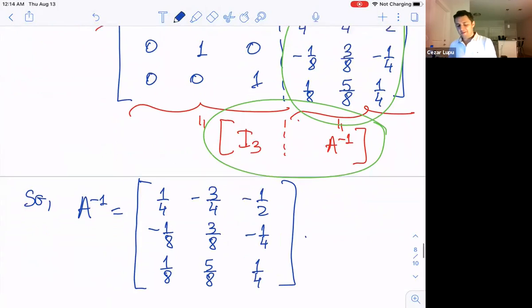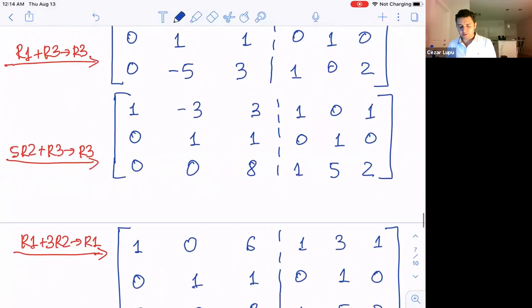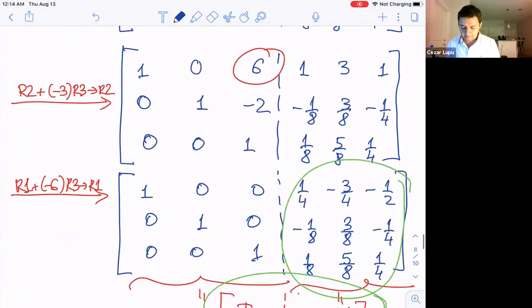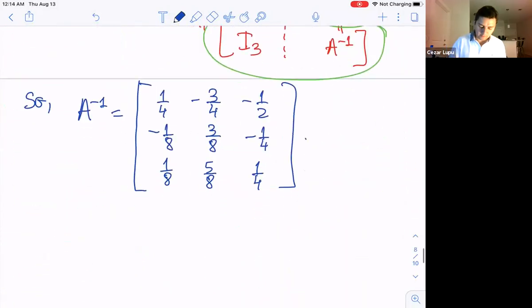Okay, as you can see, we did elementary operations here. Well, it was a bit of a work, but it wasn't that hard. We just had to be careful about it. And now, let's look for solution 2.